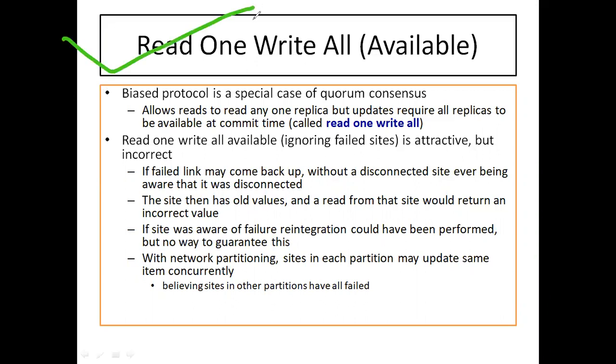The next is read one, write all. Bias protocol is a special case of quorum consensus. It allows reads to read any one replica, but updates require all the replicas to be available at the commit site.